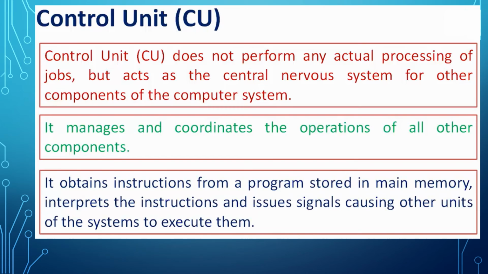The control unit of the CPU does not perform any actual processing of jobs but acts as the central nervous system for other components of the computer system. It manages and coordinates the operations of all other components. It obtains instructions from a program stored in main memory, interprets the instructions and issues signals causing other units of the system to execute them.